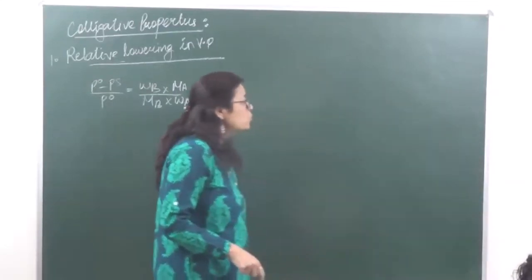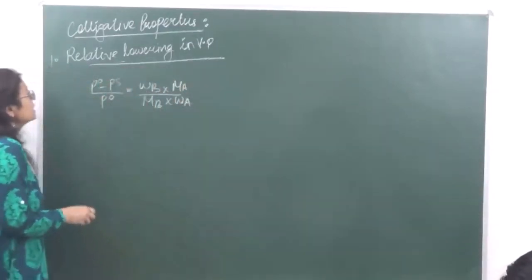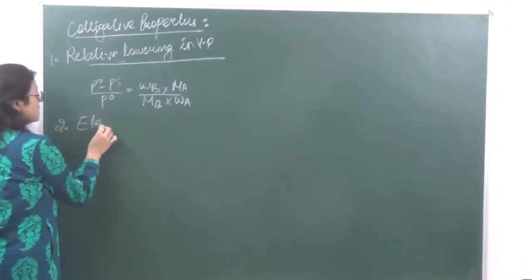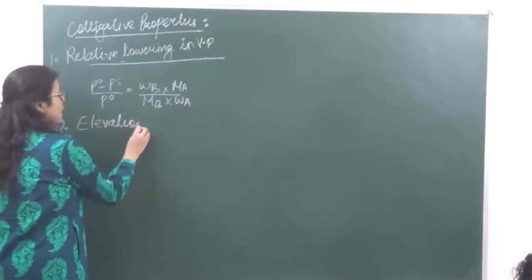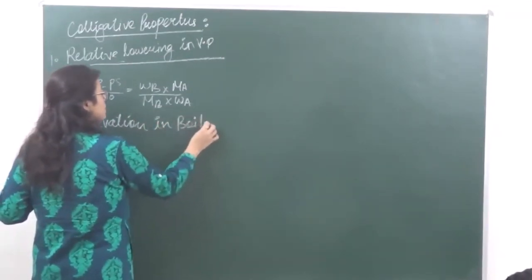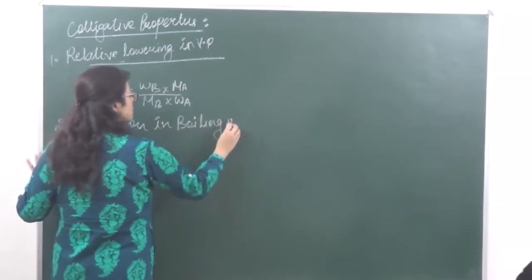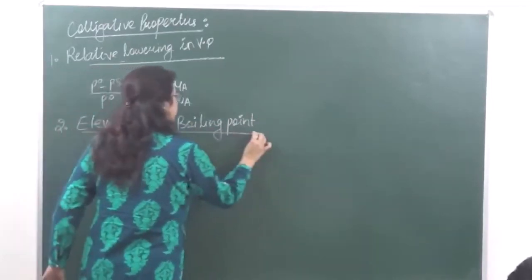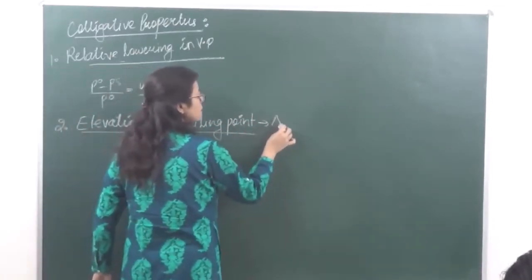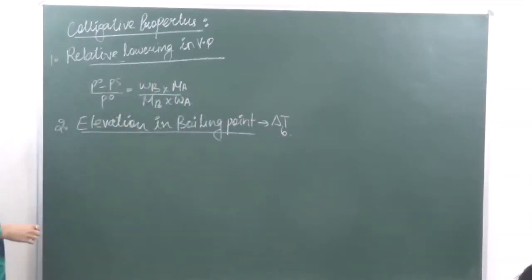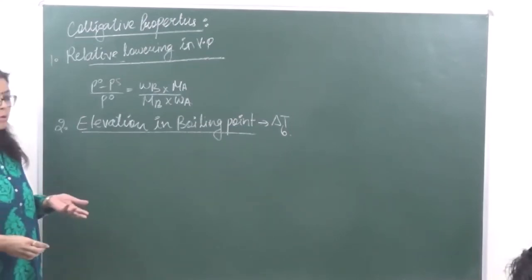Today we are going to do two colligative properties. The second one is known as elevation in boiling point. It is denoted by delta Tb, right? Now elevation in boiling point, elevation means increase in boiling point.